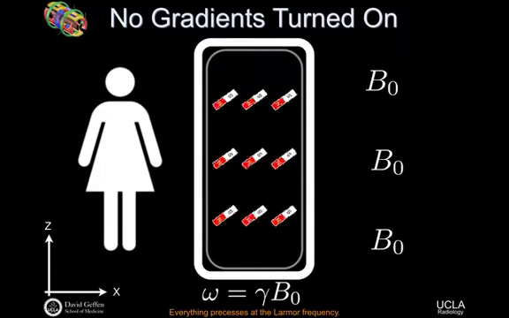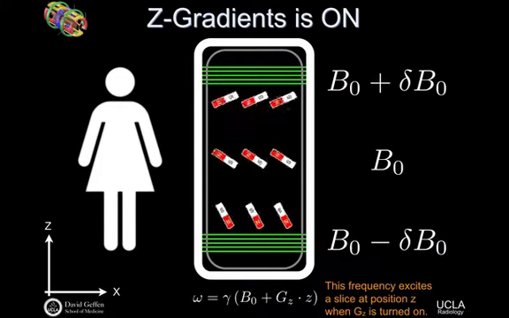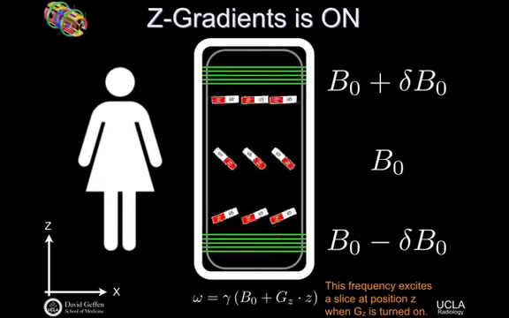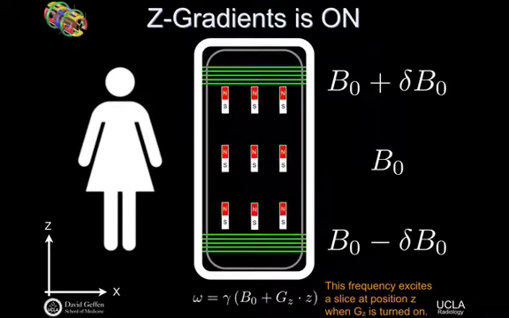We can turn on a gradient. Now I can turn on a gradient. And when I turn on a gradient, I can have a slightly larger field at the head, slightly lower field at the foot, and as a consequence, get a linear variation in field and get a linear variation in frequency. So there's a connection between spatial position and frequency. Right? See this in this diagram, for example.